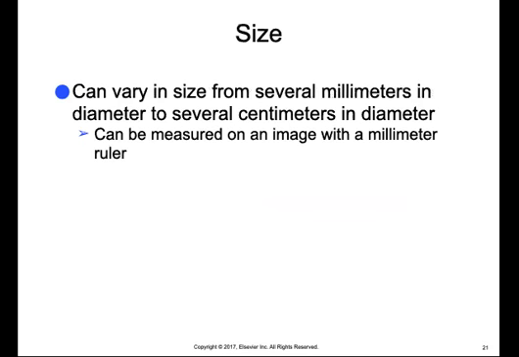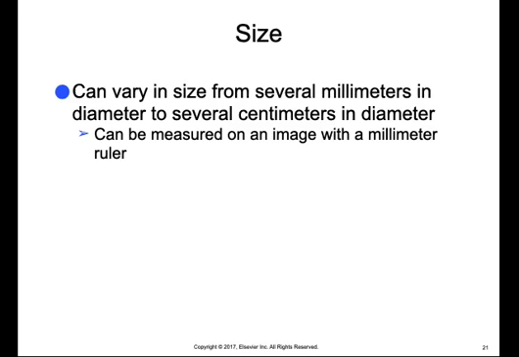Next, we have the size. Radiolucent lesions viewed on a dental image can vary in size from several millimeters to several centimeters in diameter. And often the size of a lesion dictates the type of treatment necessary. Radiolucent lesions can be easily measured on a dental image with a millimeter ruler.